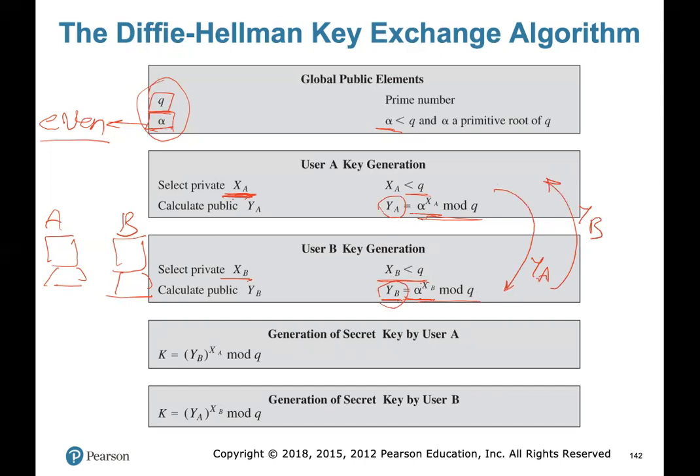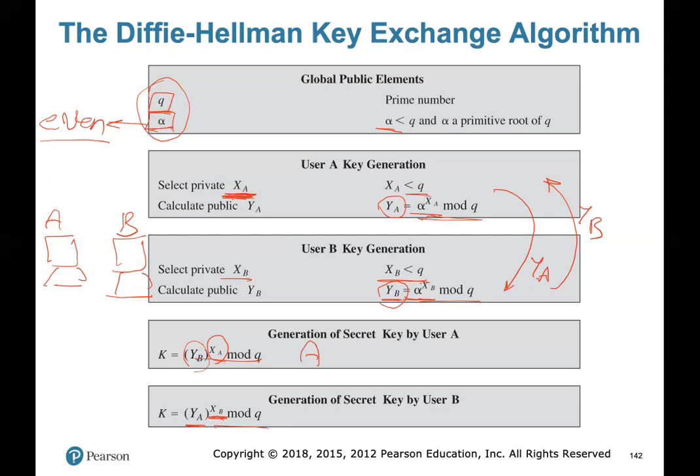And then the rest of this will be this. At the Alice side, Alice has received YB, and it calculates YB to the power of XA, where XA is Alice's private key, mod Q. And Bob calculates YA, which he receives from Alice, to the power of XB, which is his private key, mod Q.